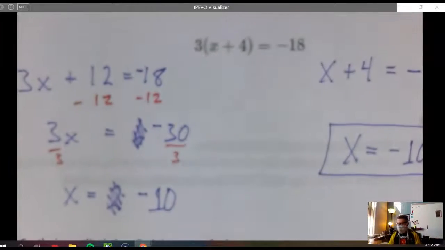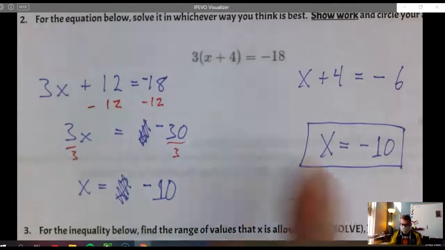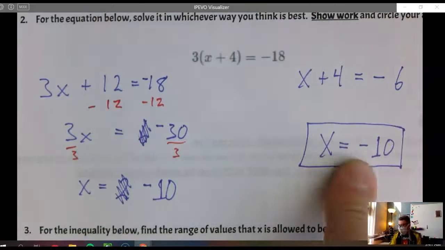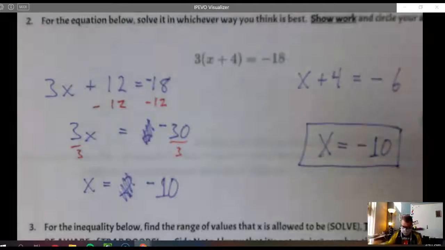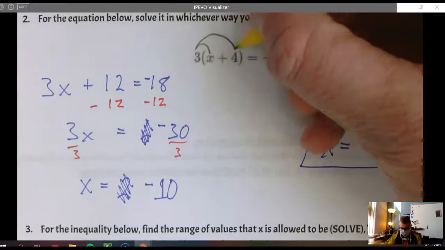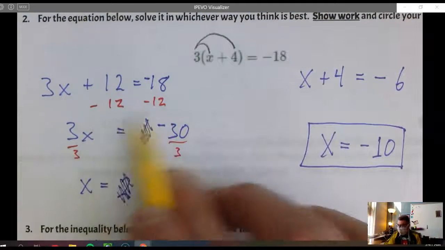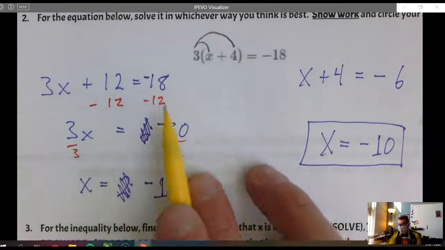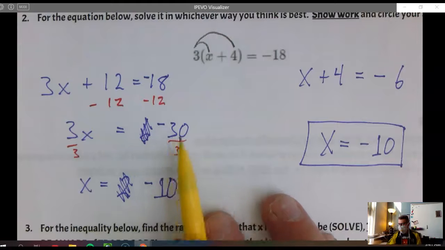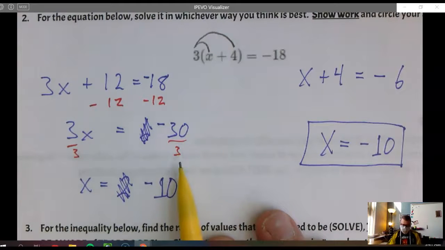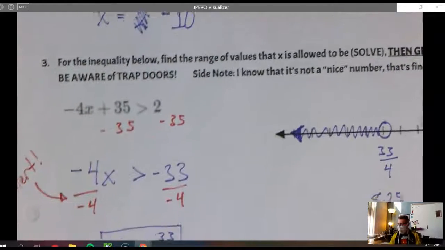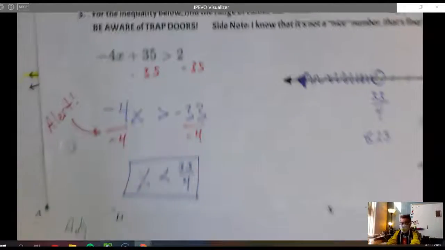In our next problem, there are 2 different ways to solve it. If I divide by 3 first, it comes over here to the right. It's a quicker route, but it's a little dangerous. If we distribute, we get 3x and 12. Take the 12 away from both sides. Divide, which is a trap door. A lot of us fell in this trap door. This is negative 30 divided by 3. We get negative 10. Inequality problem. Trap door alert. I even gave you the trap door alert.